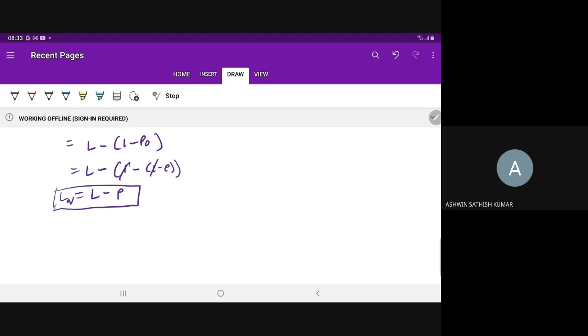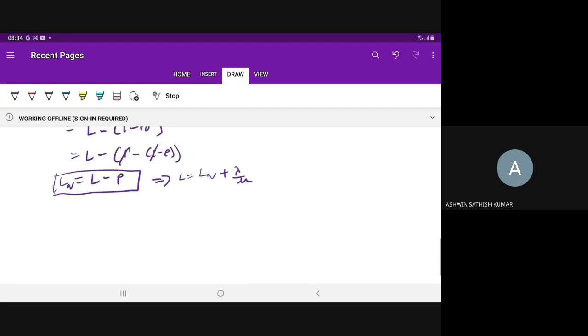LQ is equal to L minus rho. So from here we now have one little formula. What is that? L is equal to LQ plus lambda upon mu. That is the same thing, right? LQ is equal to L minus rho. So it verifies the little formula also.